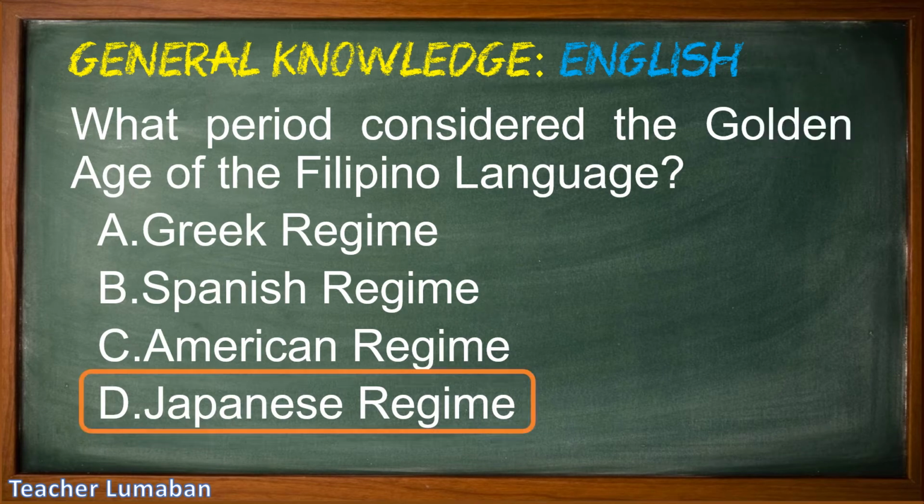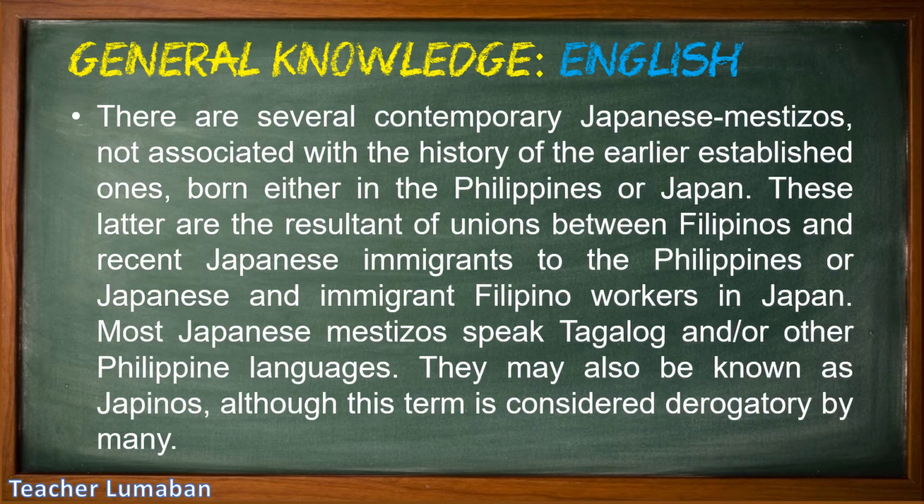The correct answer is letter D, Japanese regime. There are several contemporary Japanese mestizos, not associated with the history of the earlier established ones, born either in the Philippines or Japan. These latter are the resultant of unions between Filipinos and recent Japanese immigrants to the Philippines or Japanese and immigrant Filipino workers in Japan.